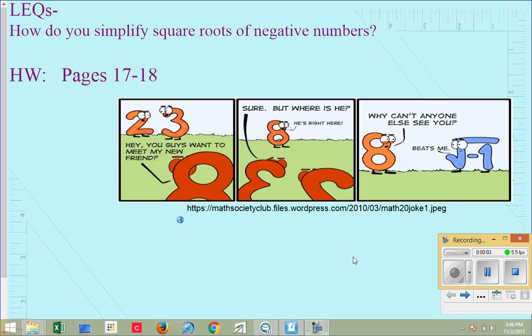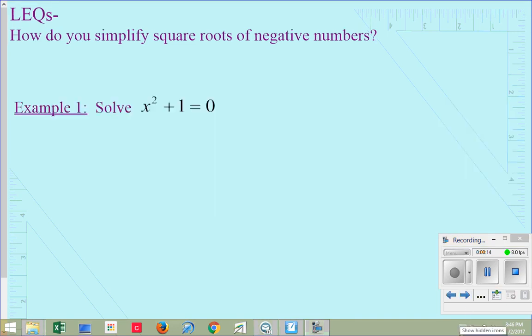This is day 8 of Unit 4. Today we did not have a warm-up. We started right away with the lesson. And today we are going to be talking about imaginary numbers. So let's take a look at this first problem.